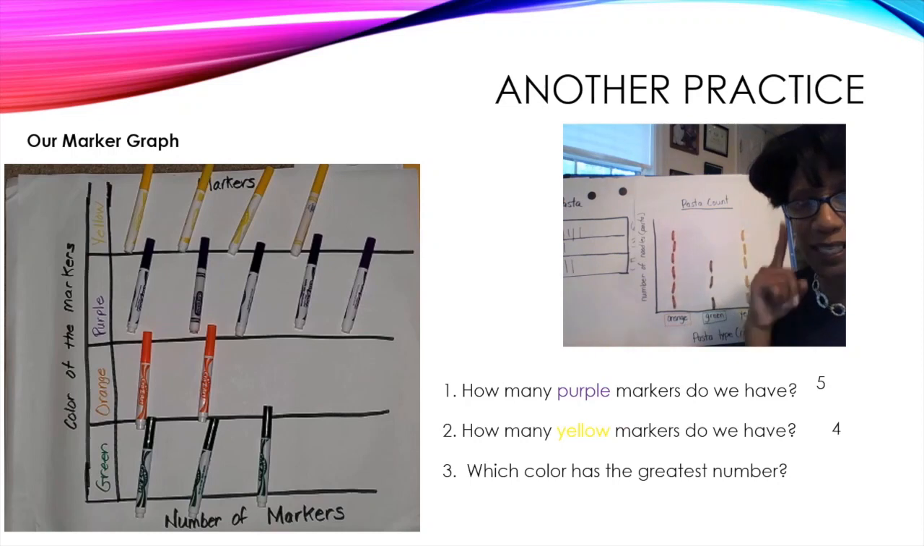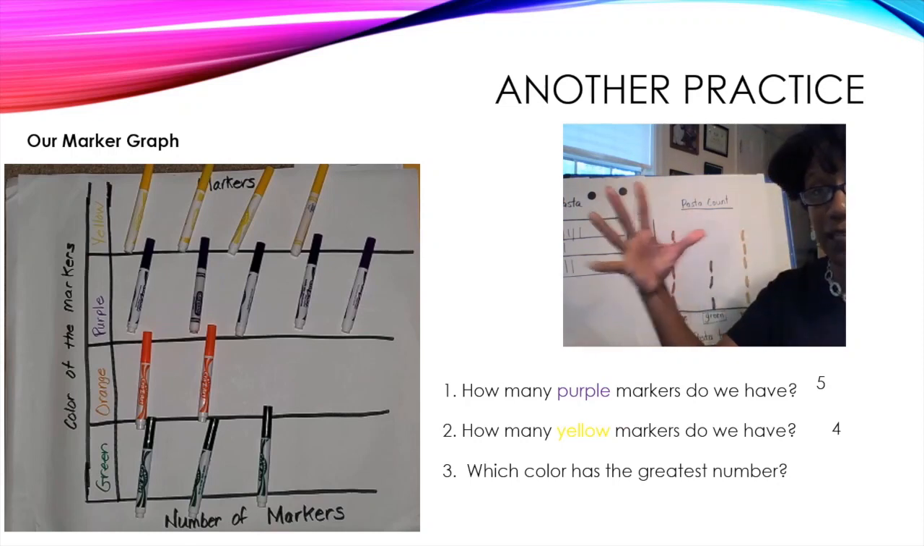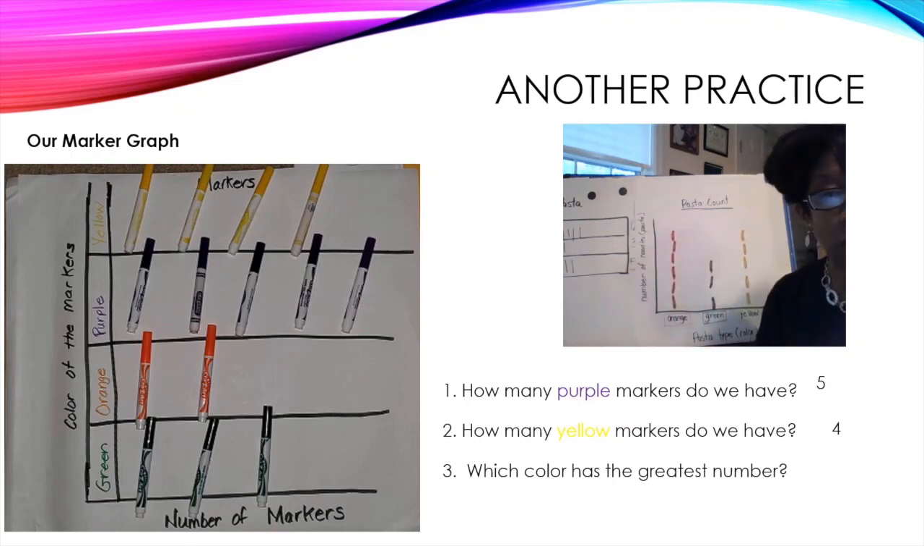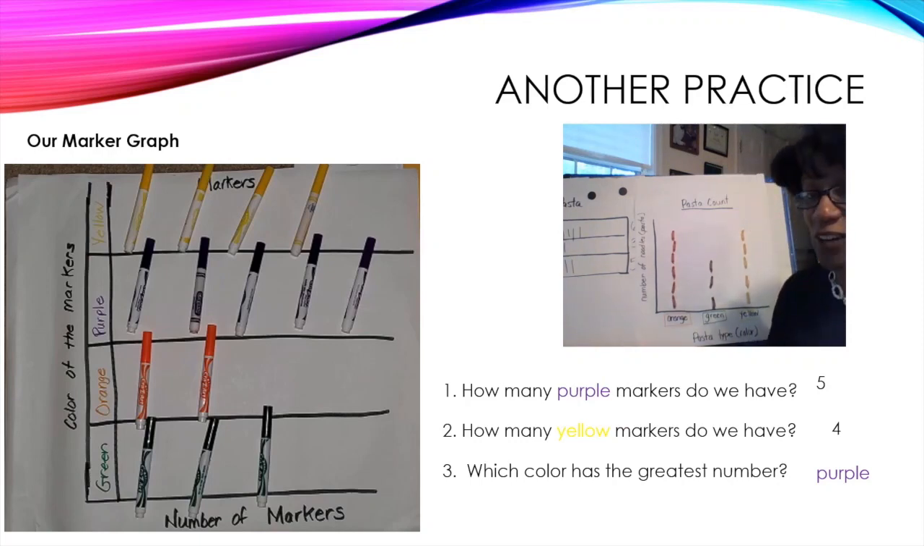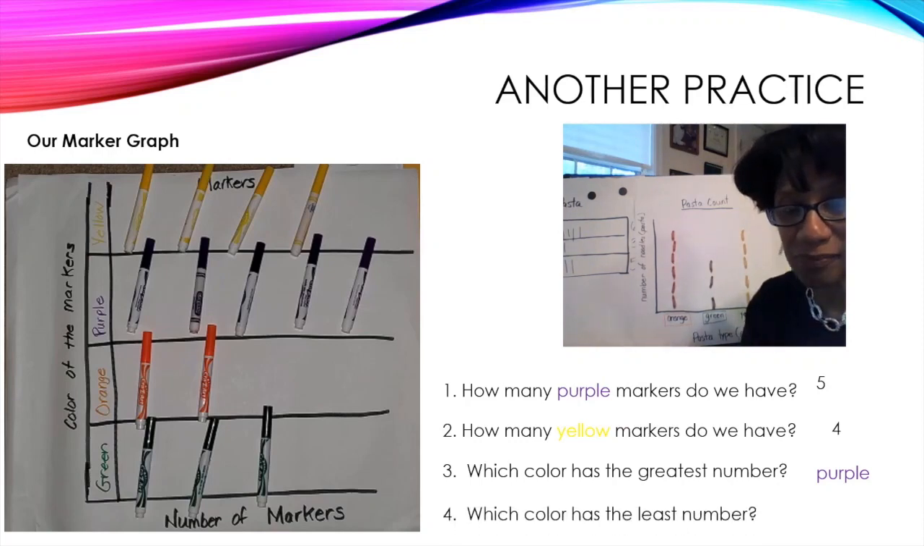Exactly, 3. So which one of those numbers is the greatest? What does it mean when we say greatest again? It's the biggest or the one with the most. So which color had the most? You guessed it, the purple, because the purple had 5. All right, we have one more question.